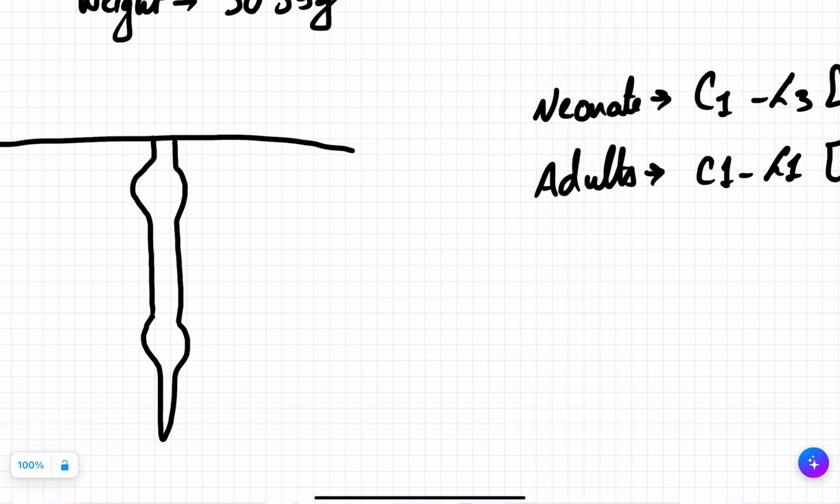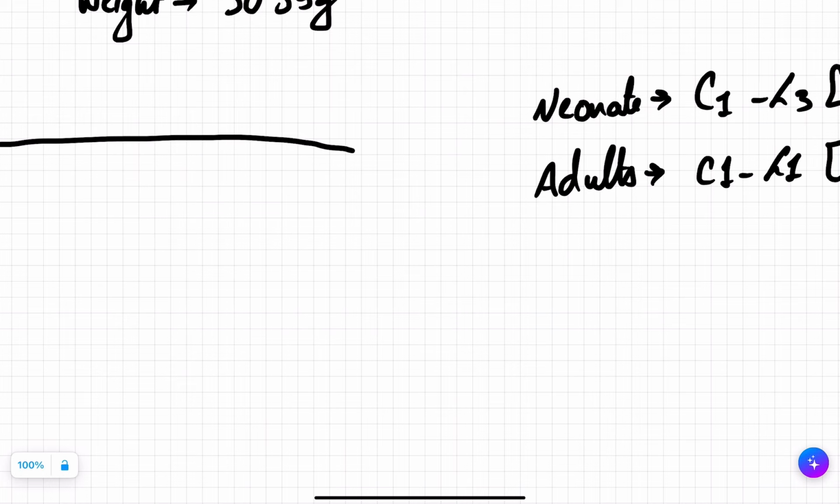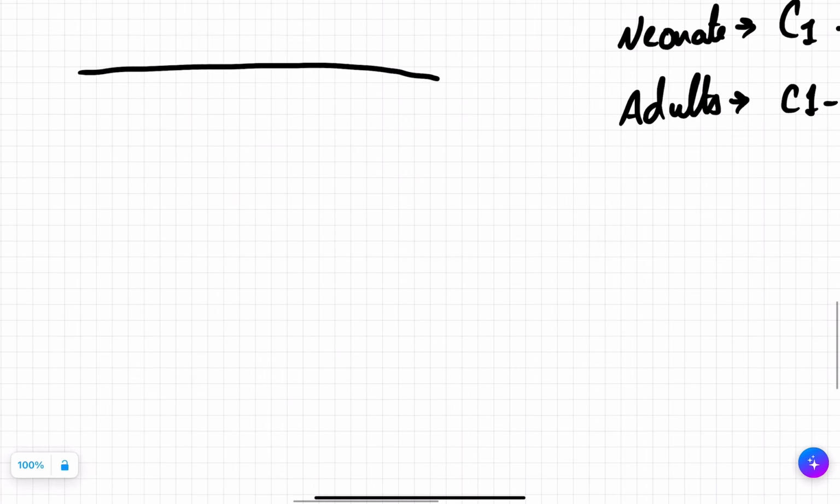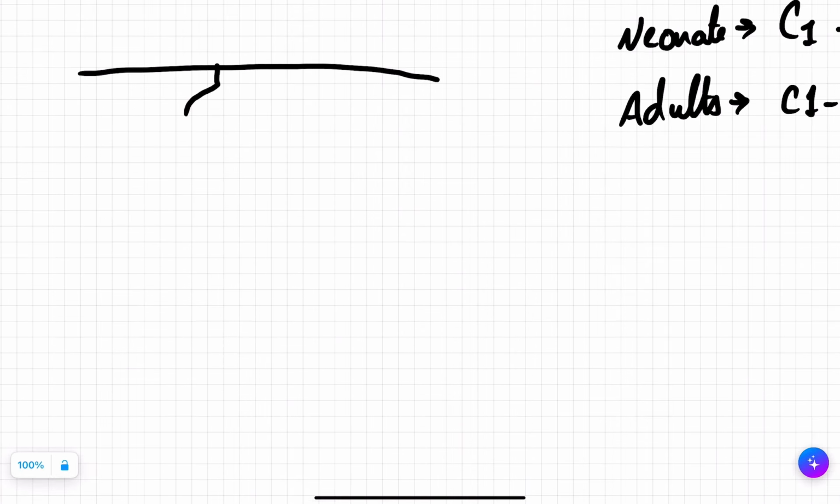Now, I was saying something about the cervical enlargement and the lumbar enlargement. Some people say this is the thoracic enlargement, but no, this is actually your cervical enlargement because this is present in the neck. A few people say thoracic enlargement because the nerves pass mostly from your axilla, from the thorax or the chest region lateral to it.